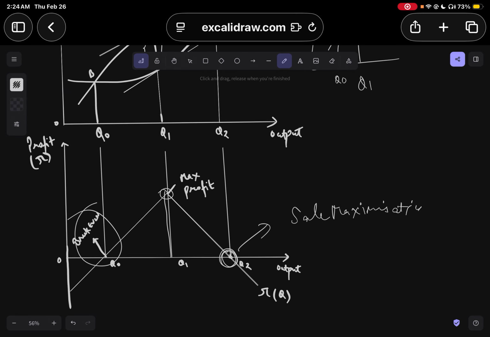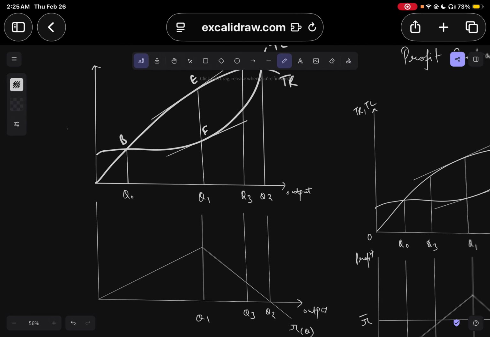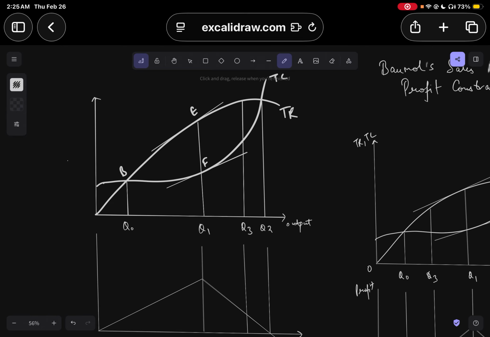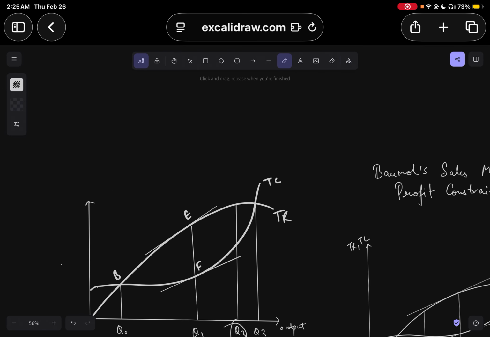Okay, so let's move on to the next one. In the next one, our objective is revenue maximization. So it will produce till Q3 level of output. So the purpose here is revenue maximization.